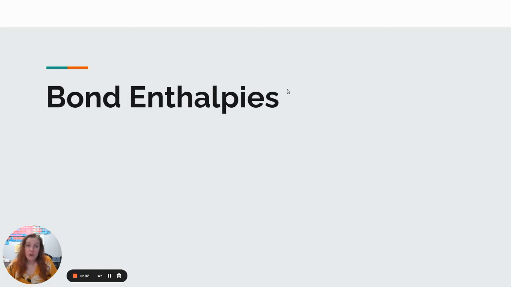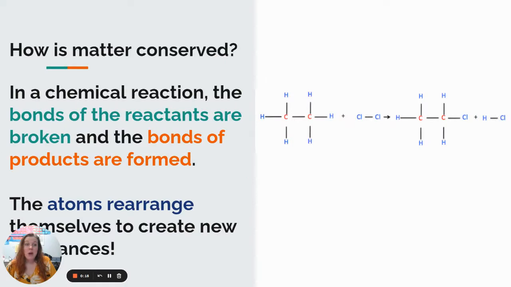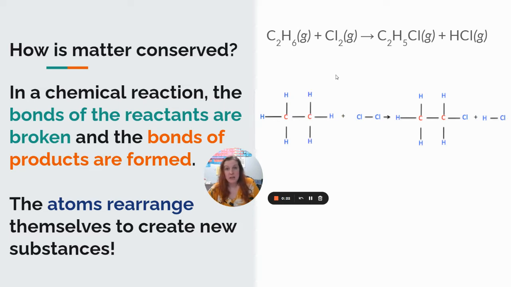But before we get started, let's go ahead and revisit the law of conservation of matter. Matter cannot be created or destroyed, only rearranged. So, how do we know this? Well, if we look at this image here of a reaction between C2H6 and Cl2, we end up getting C2H5Cl and HCl.